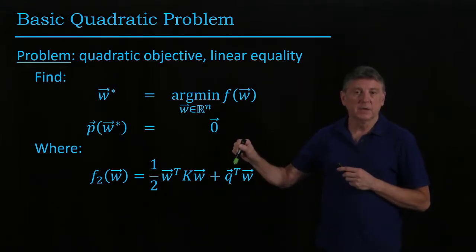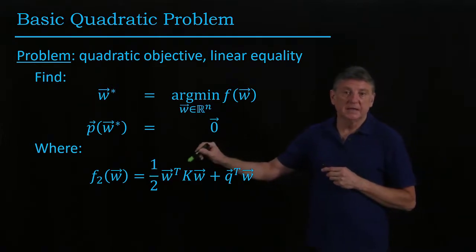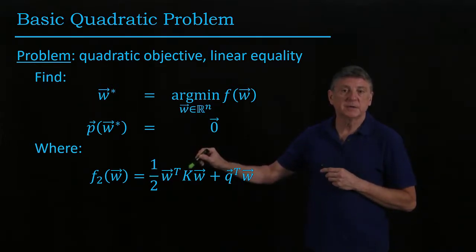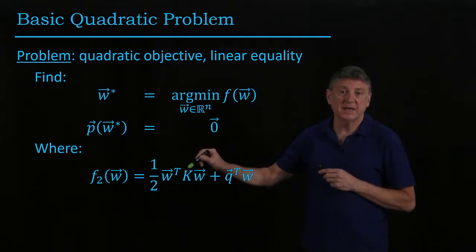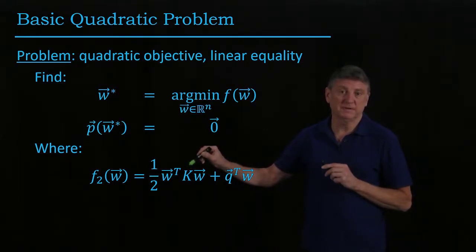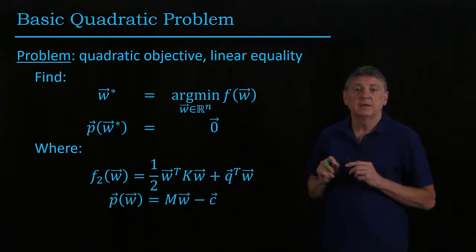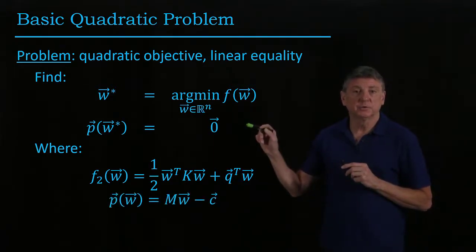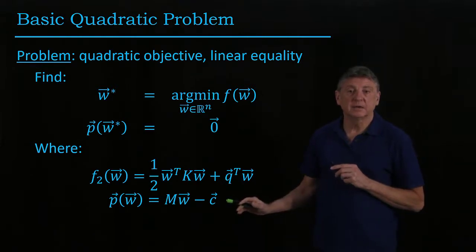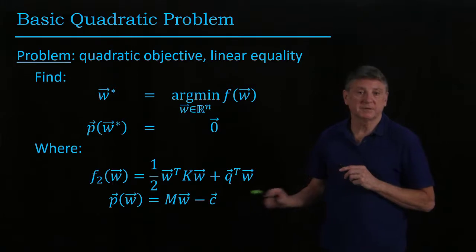Here the linear form, this Q vector that we're transposing, could be 0, and this matrix has to be symmetric, positive, semi-definite. That is, there might be some 0 eigenvalues, but all of the other eigenvalues have to be positive, and there has to be at least one positive eigenvalue for it to be symmetric, positive, semi-definite. The property functions that we'll explore here are linear. That is, they're a matrix times the vector argument minus a constraint vector.